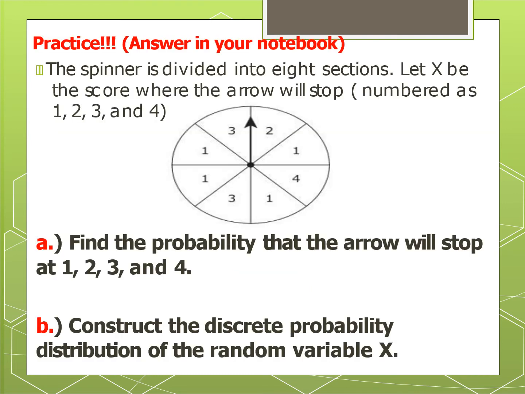Okay, it's your turn. Practice answering the following. We'll discuss this one during our virtual class. The spinner is divided into 8 sections. Let X be the score where the arrow will stop, numbered as 1, 2, 3, and 4. Find the probability that the arrow will stop at 1, 2, 3, and 4, and construct the discrete probability distribution of the random variable X. We're going to construct a table showing the probability distribution and test if the two properties are satisfied. Okay?